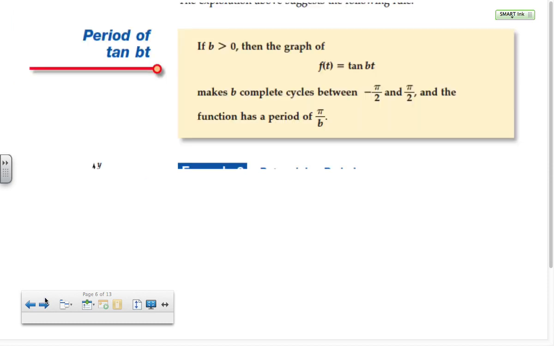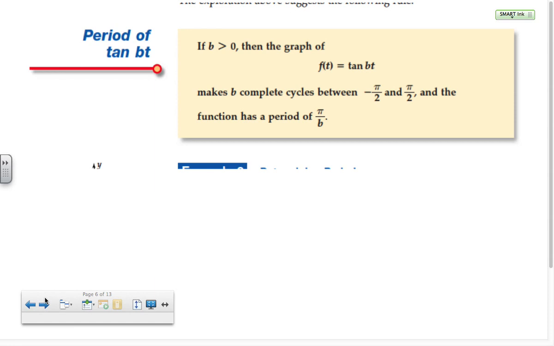Period of tangent is pretty basic. It's just pi divided by b. Remember we talked about the period before was 2 pi. This one is pi divided by b. Again, these formulas, I will give these to you.